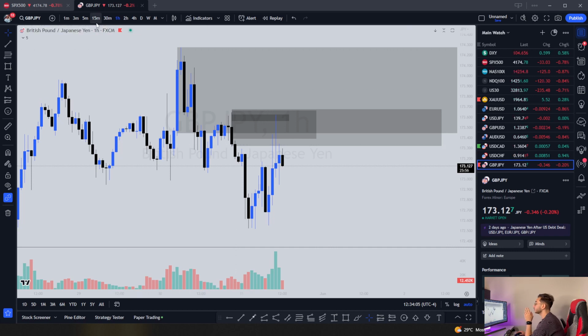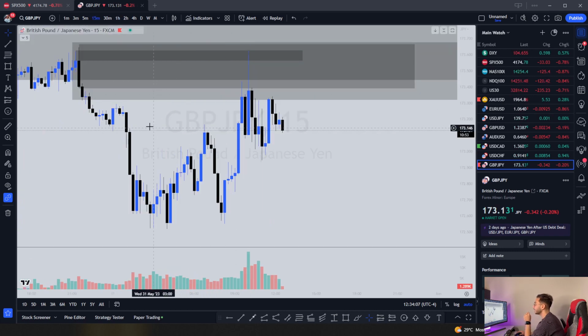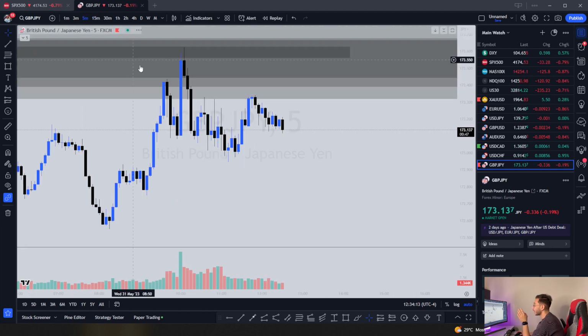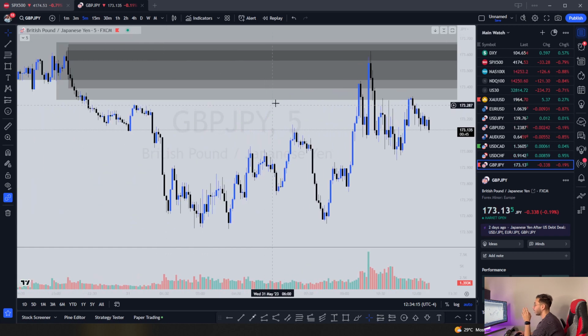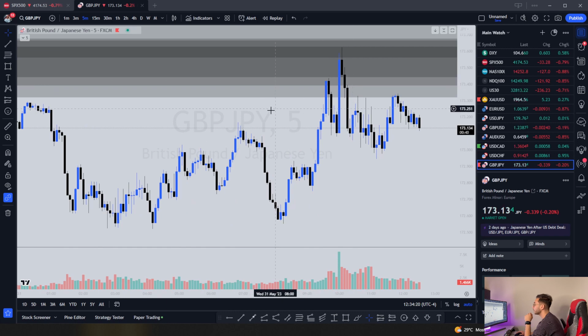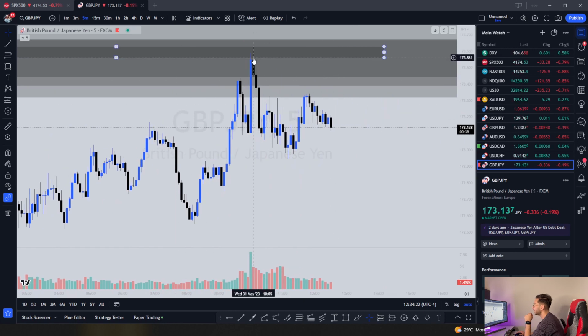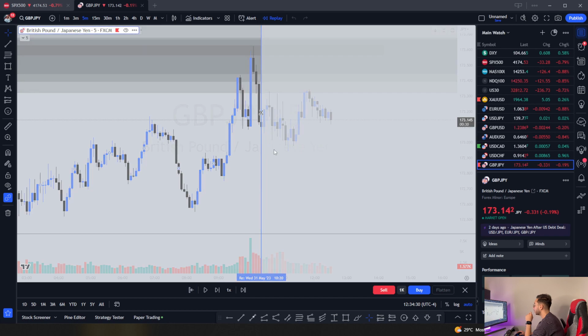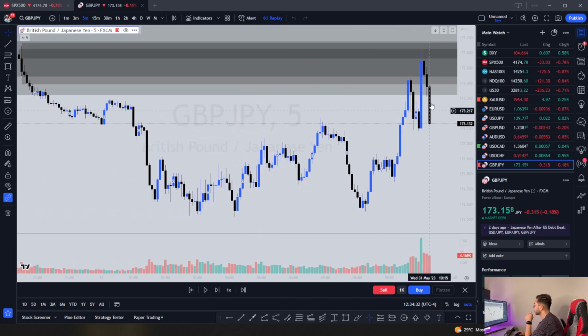Then I moved down to the 15-minute chart, and I also had a 15-minute supply zone. And interestingly, when I went down to the 5-minute chart, I had another supply zone on the 5-minute. That's why I took my trade right at the top of this candle, and this trade went down all the way to here. If I put on a replay, that's when we took the trade at the top, and it went all the way down here.